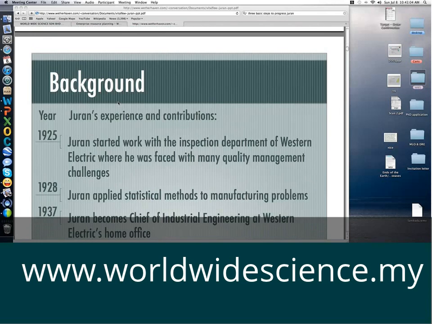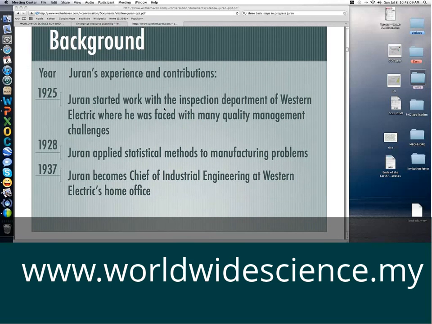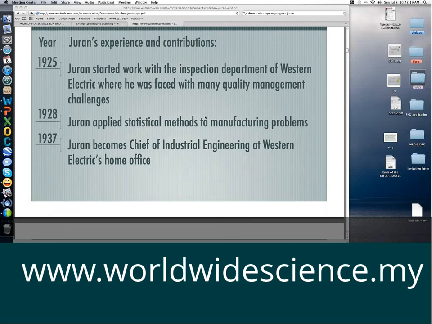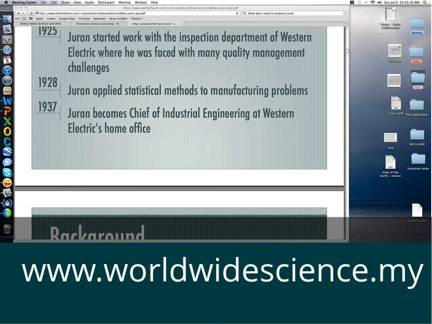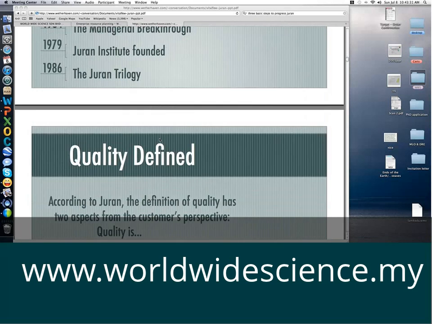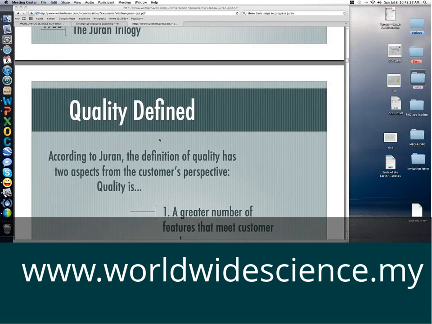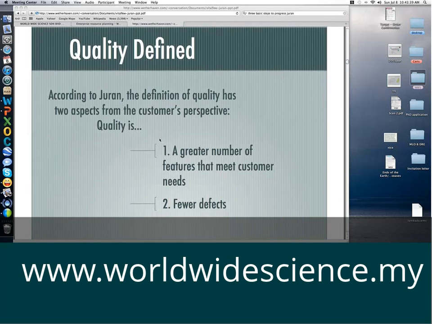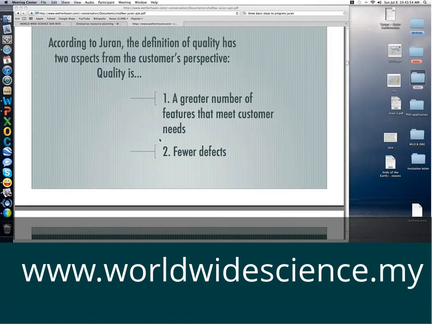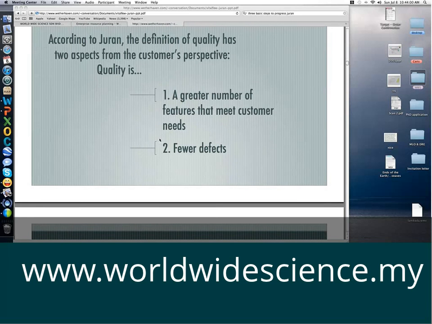So, Juran's experience and contributions, as you can see: in 1925, Juran started working in the inspection department of Western Electric, and then was faced with many quality management challenges. Juran applied a statistical method to manufacturing problems. In '37, he became chief of industrial engineering at Western Electric home office. It's not so much his background that we are going to look at. It's basically his definitions. According to Juran's definition, quality has two aspects from the customer's perspective. Number one, a greater number of features that meet customers' needs, and then fewer defects. So basically, you try to maximize features that meet customers' needs and reduce the defects.